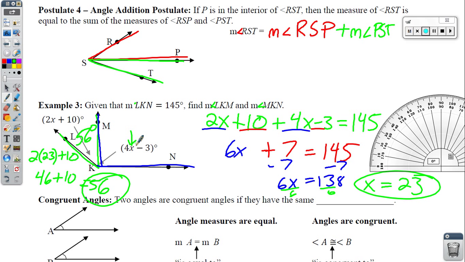So now that we know that this green angle is 56, and we know that the entire thing has to be 145, well, we could just take the 145, the red angle here, and subtract off that green part. So if we do 145 minus what we just found was 56, that gives us 89. So that tells us that this one right here is 89 degrees. And if you want to check that, you're welcome to plug 23 into 4x minus 3, and you'll see you get the same thing.